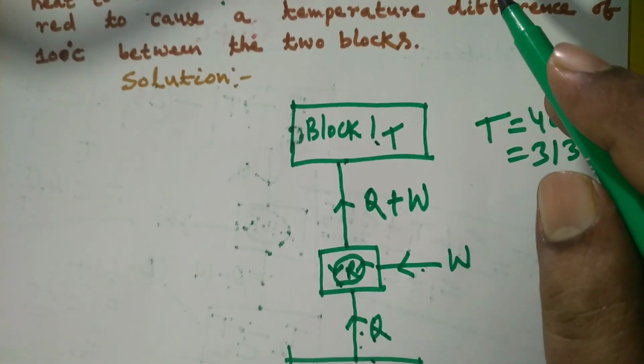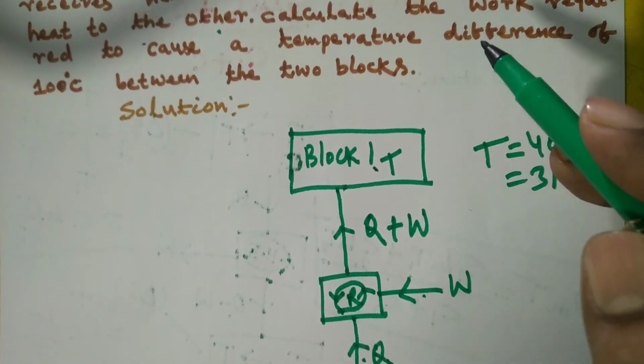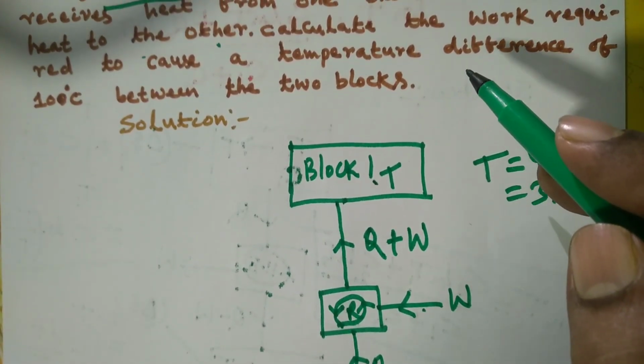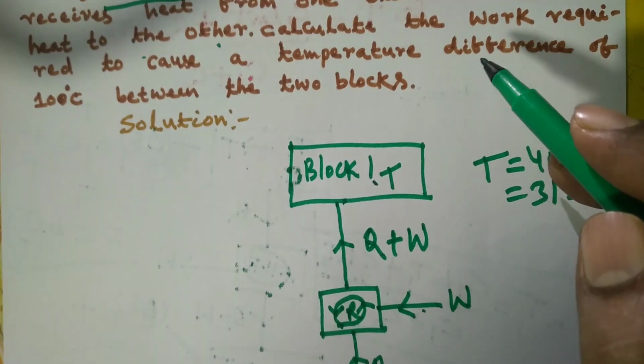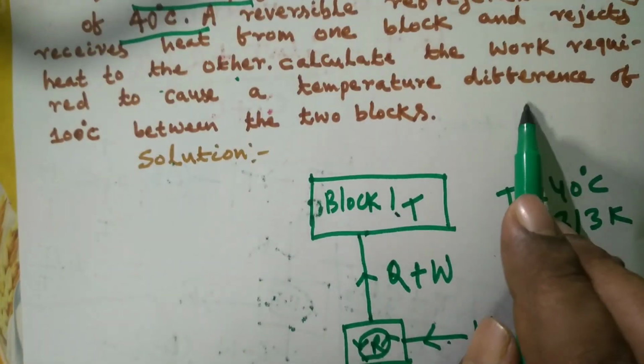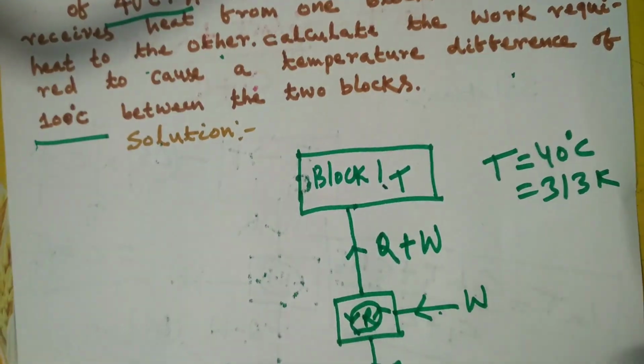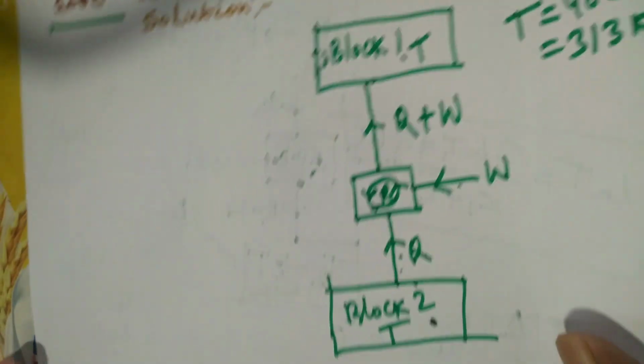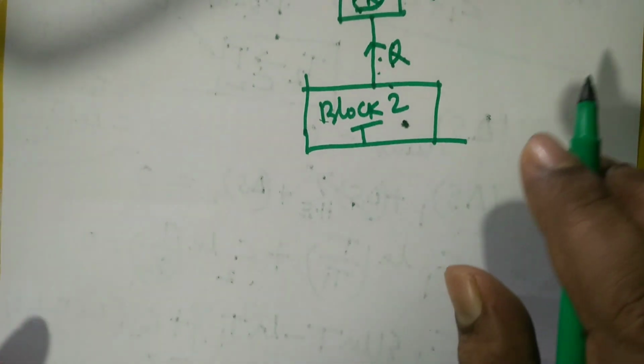And it is given in the question that at the final state there is a difference of 100 degrees Celsius between these two blocks. Temperature difference of 100 degrees Celsius. And a 100 degrees Celsius temperature difference means 100 Kelvin. The temperature difference is also 100 Kelvin.